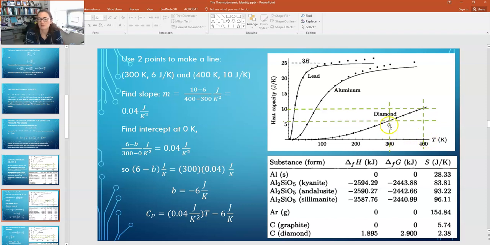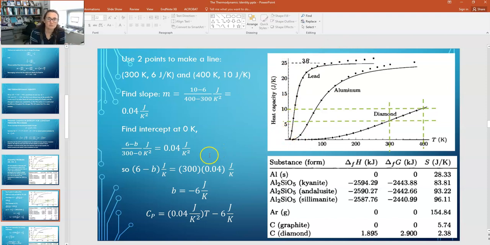Okay, so the 2 points that I chose are the points at 300 Kelvin and 400 Kelvin, and based on that line I can estimate what the heat capacities at those 2 temperatures are. So drawing that straight line across, you can see that at 300 Kelvin it looks like it's about 6 joules per Kelvin, and at 400 Kelvin the value is about 10 joules per Kelvin. So those are my 2 data points: 300 Kelvin, 6 joules per Kelvin, and 400 Kelvin, 10 joules per Kelvin. I write it that way because the horizontal coordinate comes first, that's the temperature, and the vertical coordinate comes second, and that's the heat capacity.